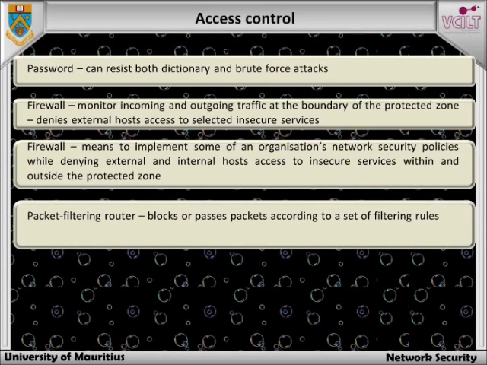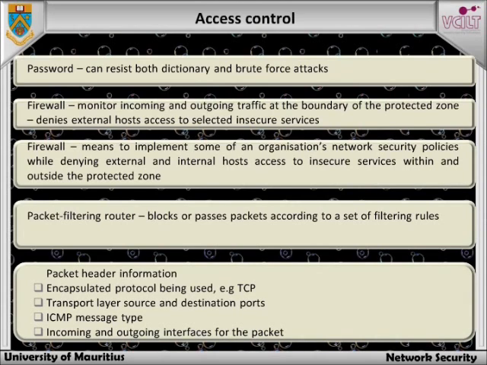A packet filtering router either blocks or passes packets presented to it according to a set of filtering rules. Filtering rules are based on various features of the service or protocols involved, including the packet header information, that is, IP source and destination addresses, the encapsulated protocol being used, that is, TCP or UDP, the transport layer source and destination ports, the ICMP, Internet Control Message Protocol, message type, and the incoming and outgoing interfaces for the packet.